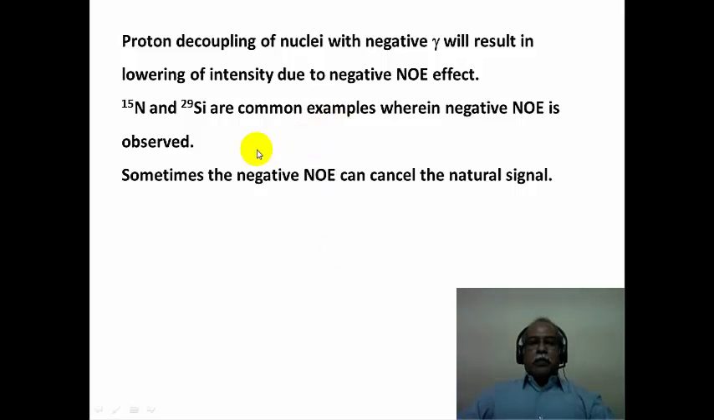In other words, there is going to be a depletion of intensity. For example, when proton decoupling takes place, nitrogen 15 or silicon 29 are the common examples where negative NOE is observed, because the gamma values for nitrogen 15 and silicon 29 are negative in nature. Sometimes negative NOE can actually cancel the natural signal of the sample. If the natural signal intensity and the negative NOE correspond to the same amount, then the signal will be nullified. That is what is meant by saying that the NOE can cancel the natural signal.